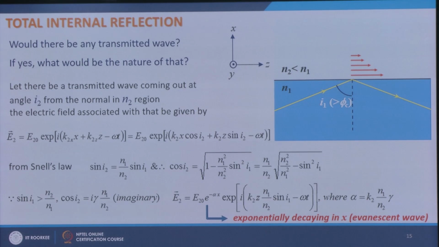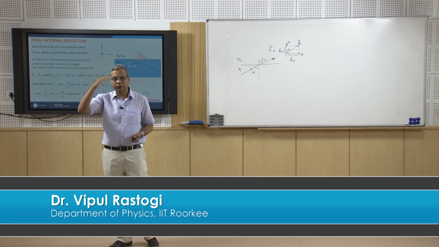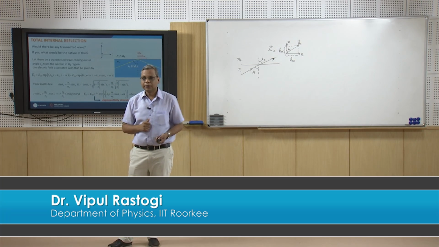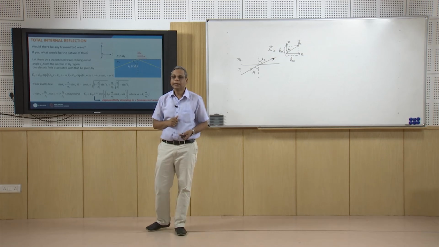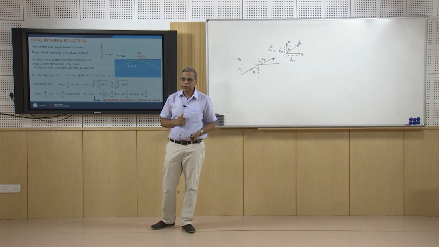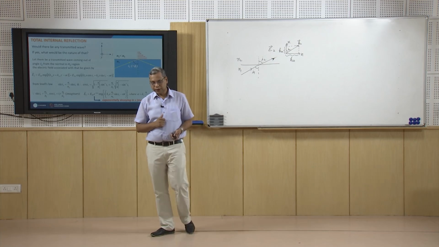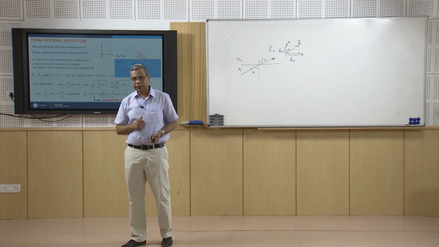So with total internal reflection, there is an associated transmitted wave in the lower index medium whose amplitude decreases exponentially, and this wave is known as evanescent wave. This is going to be useful when we do the analysis of optical waveguides and optical fibers.